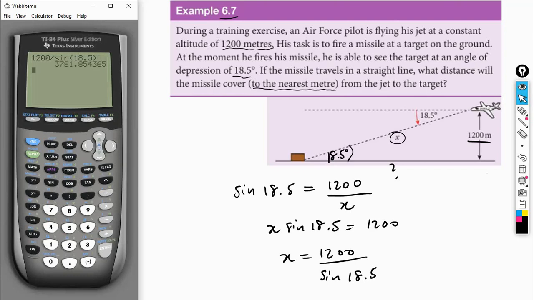Hit enter and we get 3,781.85435. Okay, but they want us to round to the nearest meter. So this means that this would be approximately 3,782 meters.